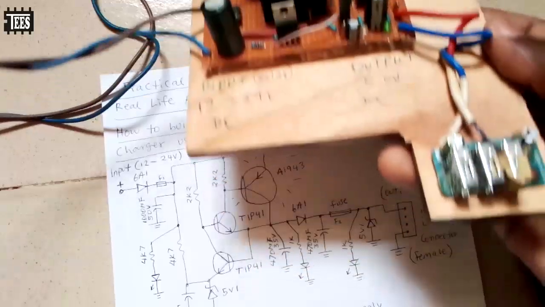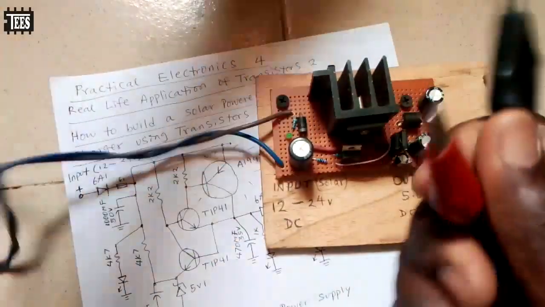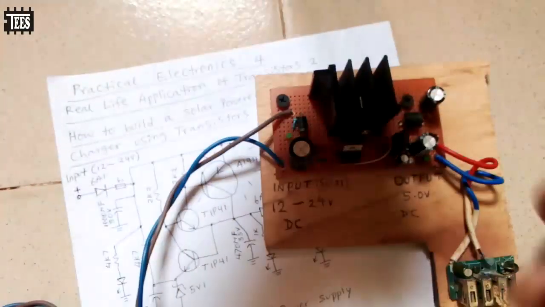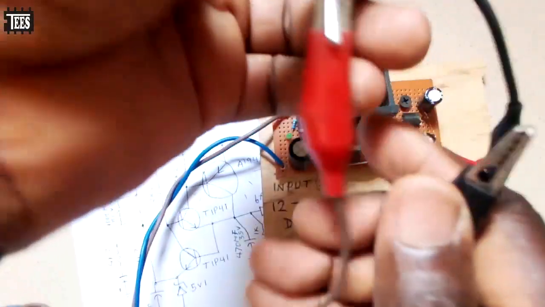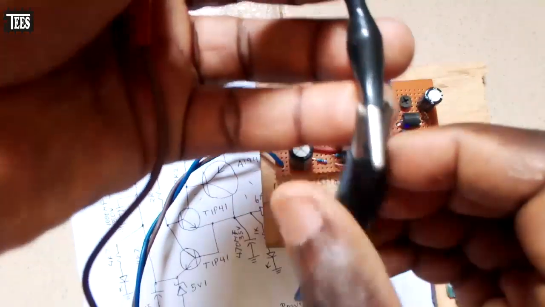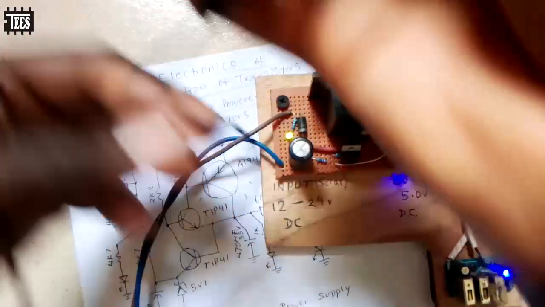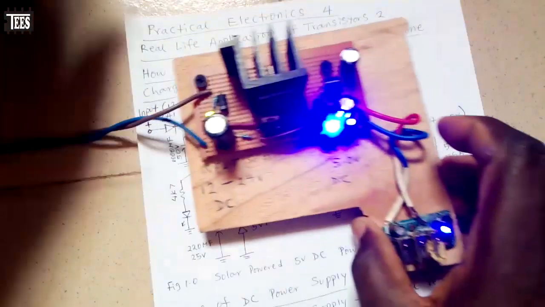And then I have the charger that you see here. Let me connect it. These are the inputs. Connect it to the panel, positive terminal, and then the negative terminal. So you can see.